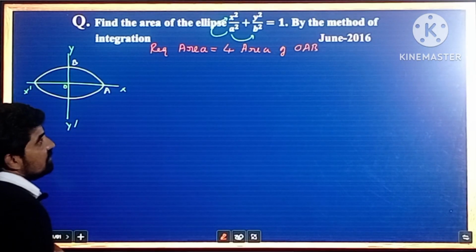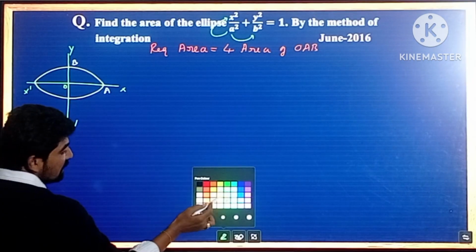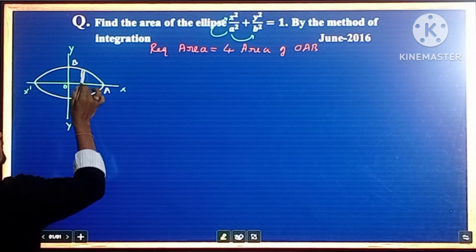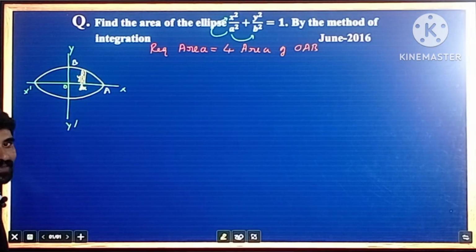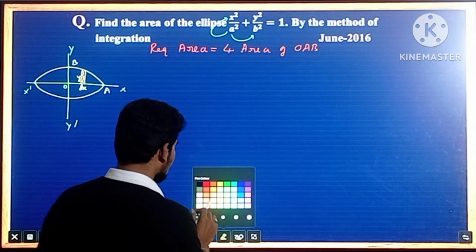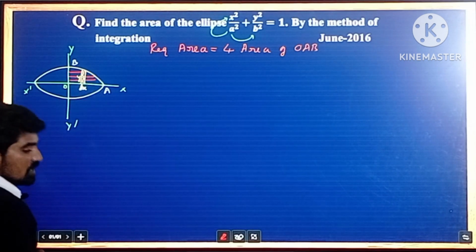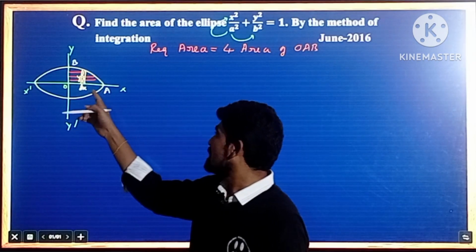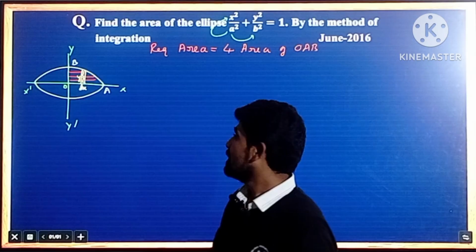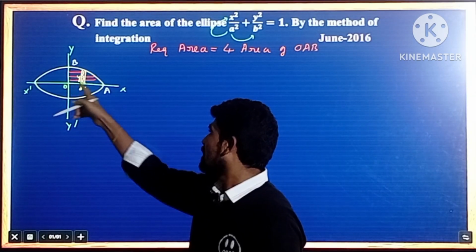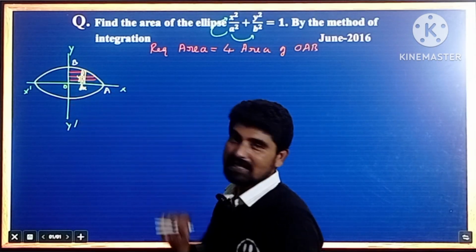Now to find the area of the ellipse in the first quadrant, here I can take one of the vertical rectangular strip of width dx, length y. I hope all of you understanding. So here I am finding area in the first quadrant. So here I took vertical strip along the x-axis. Therefore we need to take the limits of x for area OAB. X is varying from origin to the point A.